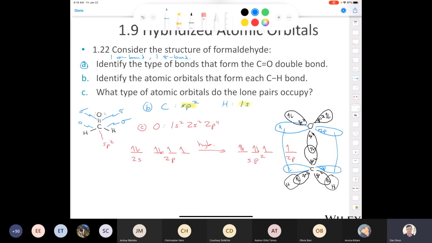And if you're like, what the heck did you just draw? It looks like a bunch of funny shapes around the letter C and the letter O. What I just drew is this, okay? That's an orbital overlap diagram of formaldehyde. So the type of orbitals that the lone pairs occupy are sp2 hybridized orbitals.